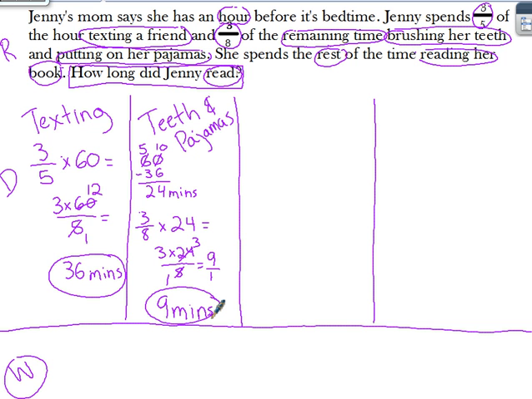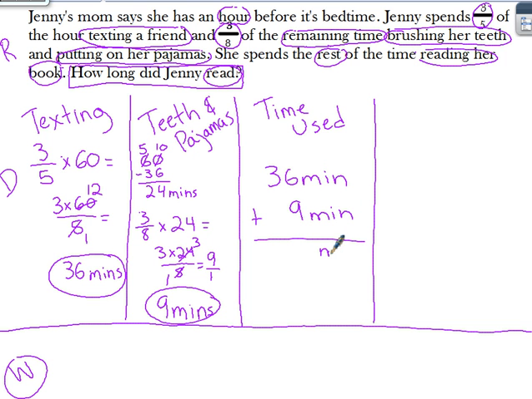The rest of the time, she is going to be reading her book. So we have to figure out how much time she used first. Okay? So there's the 36 minutes for texting, plus the 9 minutes for teeth brushing and putting on pajamas. 9 plus 6 is 15, carry the 1, and 3 plus 1 is 4. She has used 45 minutes.